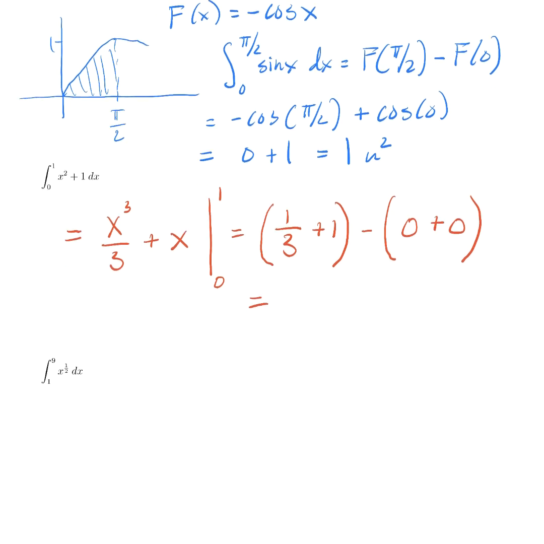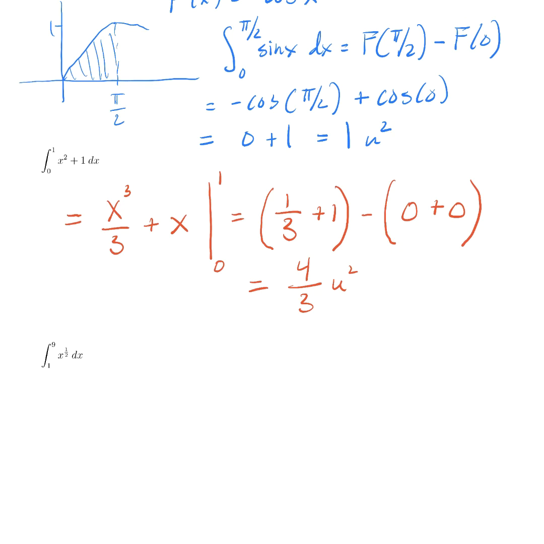And that simplifies pretty easily. 1/3 plus 1 is just 4/3 units squared. So the area between x squared plus 1, we can draw a small picture here to remember this is going through 1 and 2, and this is 1, and it's a parabola, and we just found that area to be 4/3 square units.